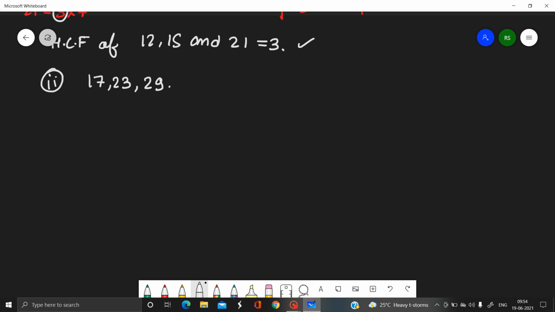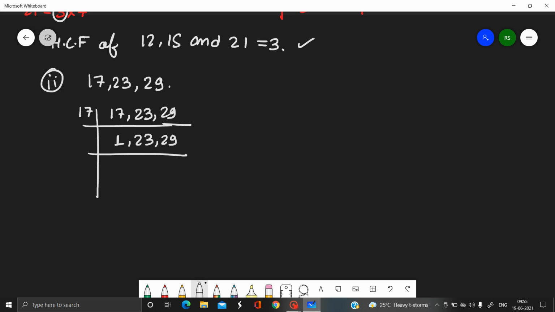When we are finding the LCM of these three numbers, 17, 23 and 29, no one number is divisible by another number. These numbers are divisible only by themselves. 17 is divisible by itself, 23 is also divisible by itself, and 29 is also divisible by itself.